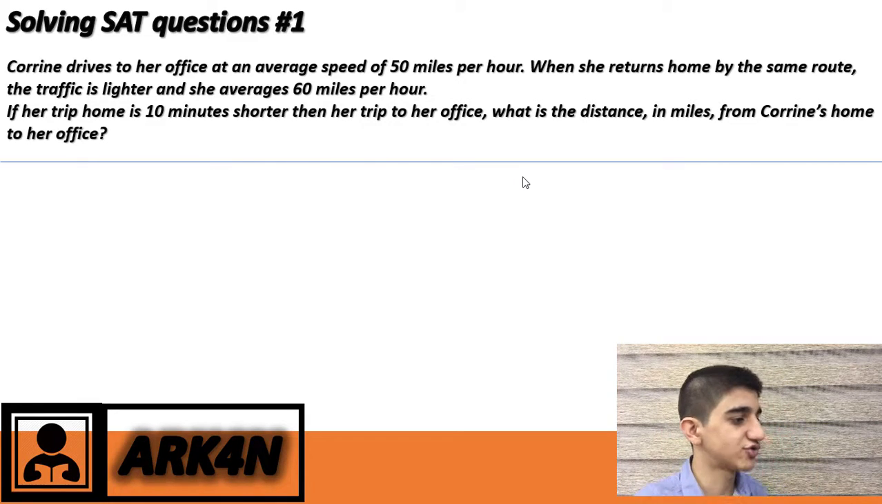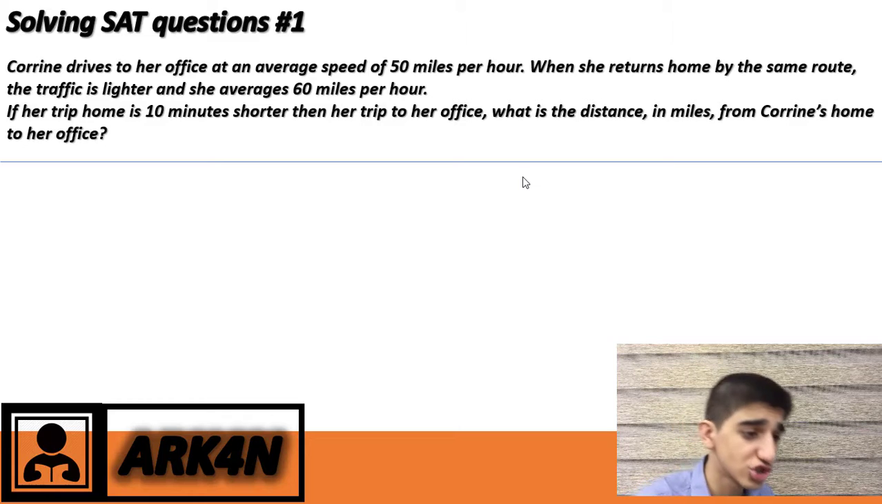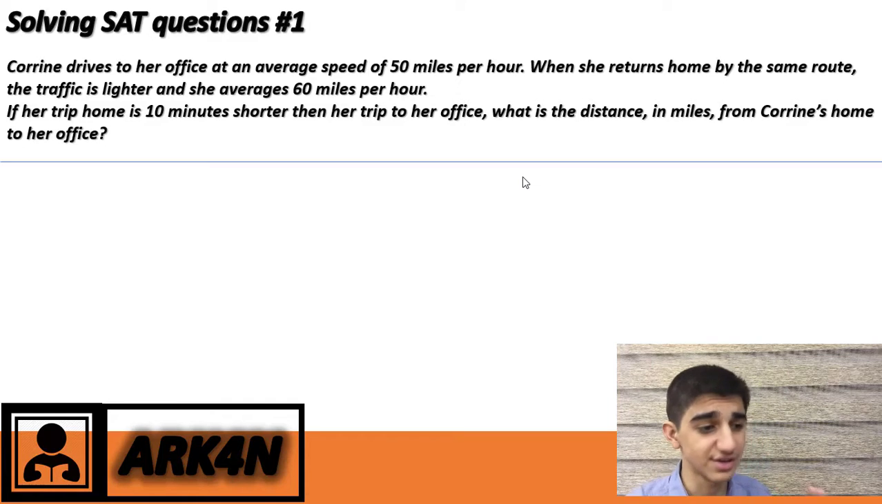So Corinne drives to her office at an average speed of 50 miles per hour. When she returns home by the same road, the traffic is louder and she averages 60 miles per hour, okay? Now that's great. If her trip home is 10 minutes shorter than her trip to the office, what is the distance in miles from Corinne's home to her office, okay? Now it's asking about the distance, which is the same for both speeds, because it doesn't matter, the distance is the same, okay? Of course, if you go faster, you will arrive earlier, and that's why when she moves at 60 miles per hour to her home, she does it 10 minutes earlier than the trip to the office.